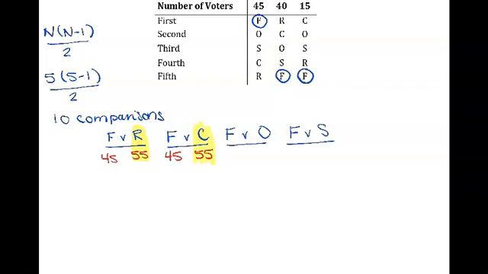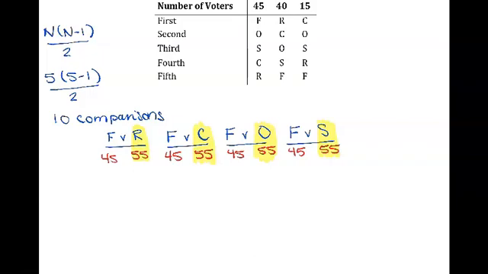Compared with Oakland, we again have 45 people preferring Fresno over Oakland and 55 preferring Oakland over Fresno. Oakland is the winner. Fresno versus San Diego, we have the same 45 preferring Fresno over San Diego and 55 preferring San Diego over Fresno. San Diego is the winner. Now let's compare Reno with every other city.